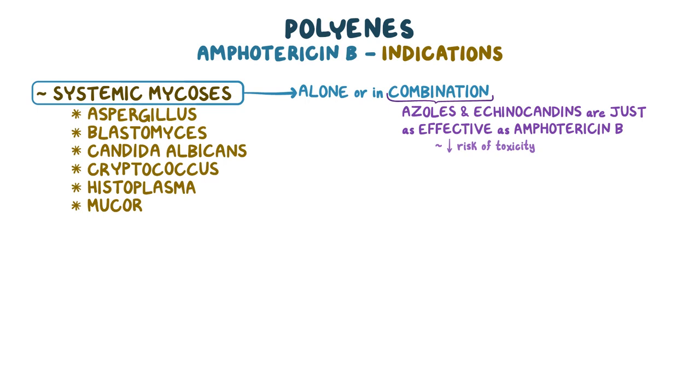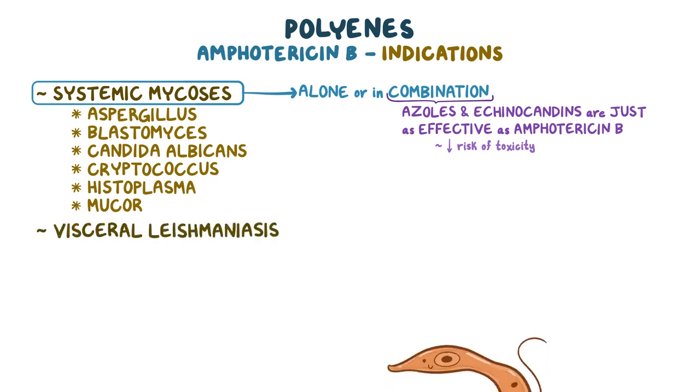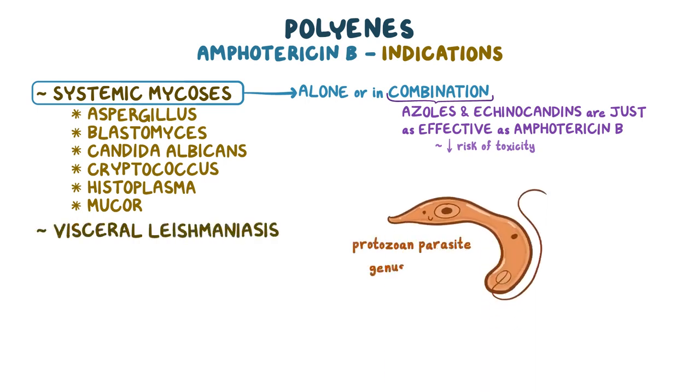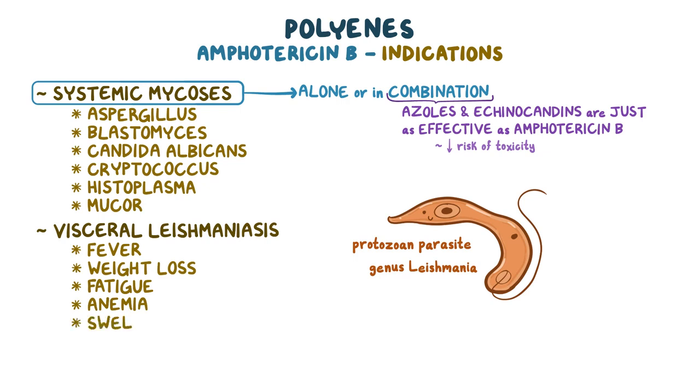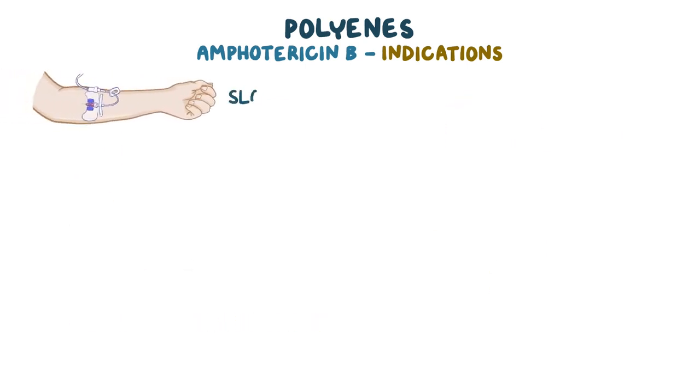Amphotericin B is also used in the treatment of visceral leishmaniasis, caused by protozoan parasites of the genus Leishmania, that presents with fever, weight loss, fatigue, anemia, and substantial swelling of the liver and spleen. It's usually given by slow intravenous infusion, as it's poorly absorbed by the gastrointestinal tract.